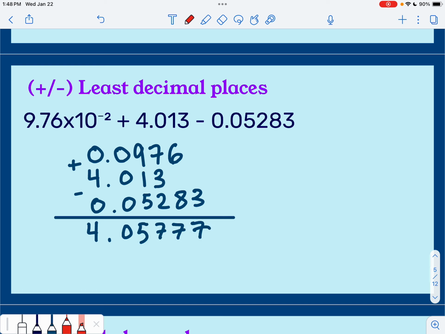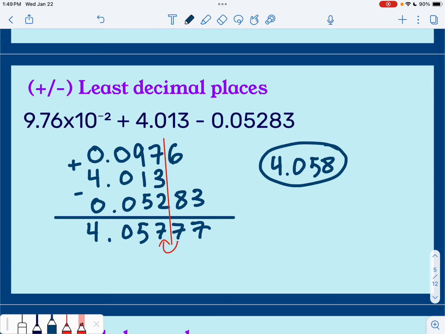4.05777. And then we are going to draw our arrow where they differ in the precision. So the 4.013 will be our limiting one. It is the least precise. And we see if this 7 can round that 7 to anything. And it will, because 7 rounds. So 4.058 is our answer here.